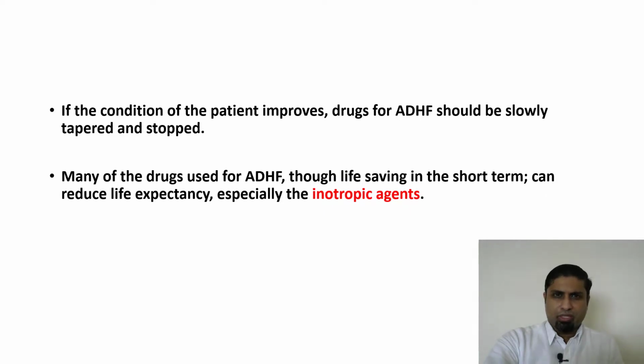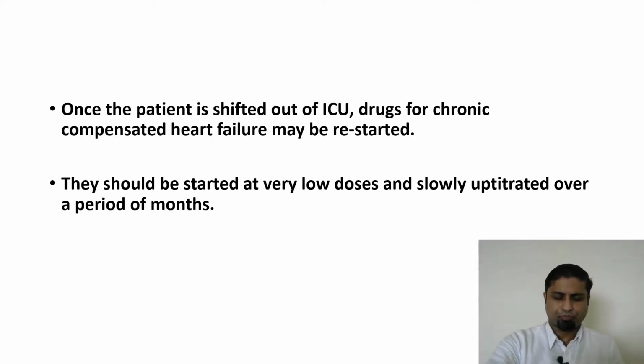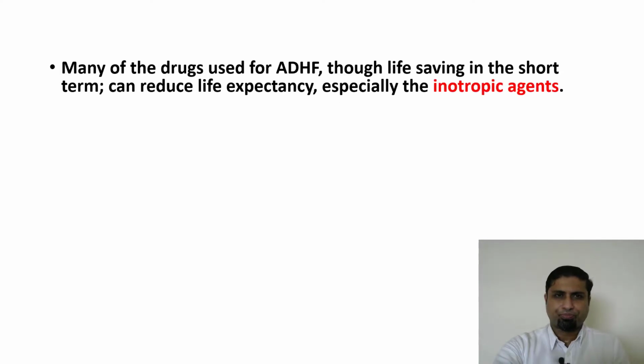It is worth noting again that many of the drugs used in acute decompensated heart failure, though life-saving in the short term, can reduce life expectancy, and this is again particularly true for the inotropic agents. Now, once the patient is shifted out of the ICU and the patient is relatively stable, the drugs for chronic compensated heart failure may be reinitiated, and they should be started at very low doses and titrated slowly over a period of a few months.